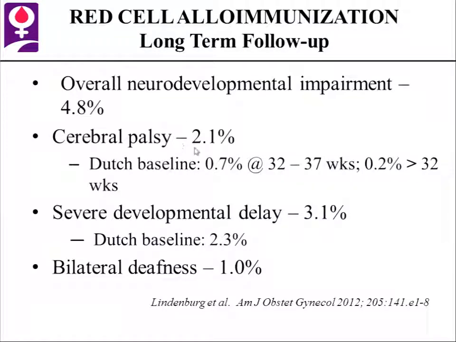The rate of CP was a little bit higher at 2% compared to the Dutch baseline, and there was some developmental delay and, interestingly, some bilateral deafness that's thought to be related to high bilirubin levels in utero. So they do have some neurologic impairment, but it's a fairly low rate given as sick as these babies can be in utero. We've seen very hydropic fetuses with hematocrits of 5 and 6% who now survive with this intrauterine transfusion technique.